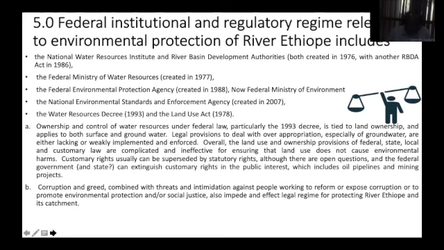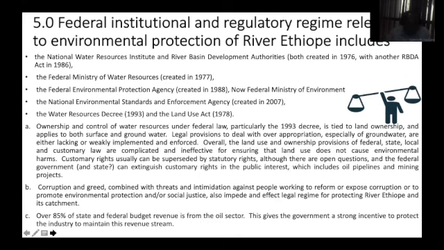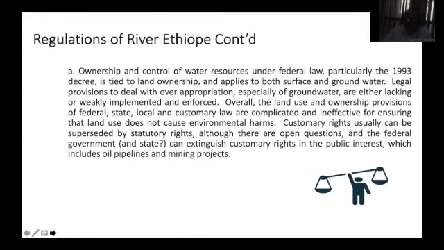Corruption and greed, combined with threats and intimidation against people working to reform and expose corruption or to promote environmental protection and social justice, also impede and affect the legal regime for protecting the river and its catchment. Over 80% of state and federal budget revenue is from the oil sector. This gives the government a strong incentive to protect the industry to maintain its revenue streams.